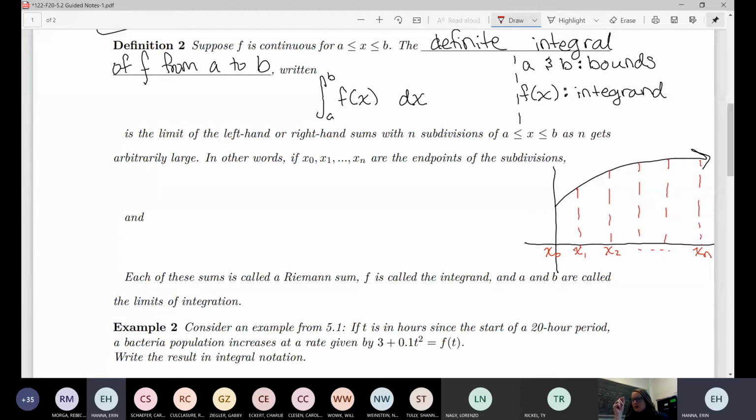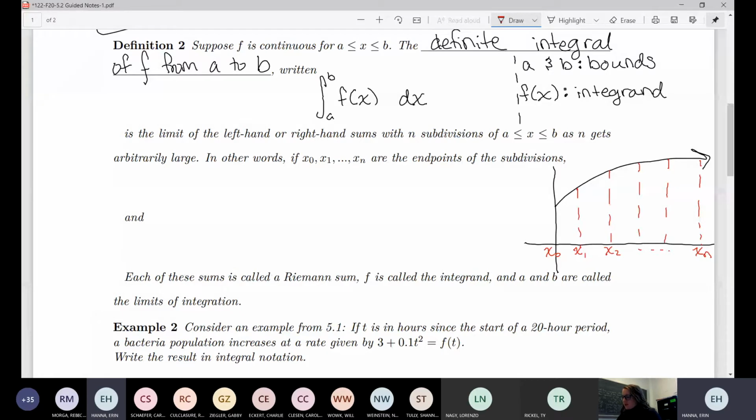I think I kind of said this the other day. I can't remember if it was your class or a different class.